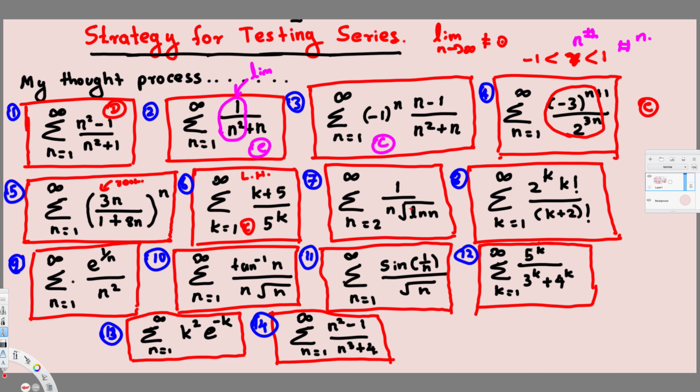And let's look at this one. If you notice, we have the derivative on top and ln n in the square root.